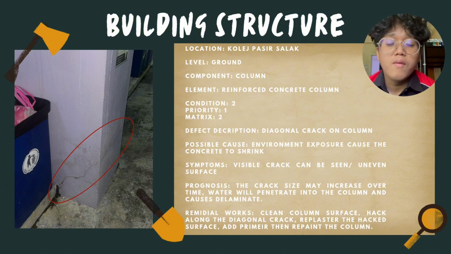The symptom is visible crack can be seen or uneven surface. The prognosis is the crack size may increase over time. Water will penetrate into the column and causes delaminated. Remedial work for this defect is clean the column surface, hack along the diagonal crack, then replaster the hacked surface and primer, then repaint the column.